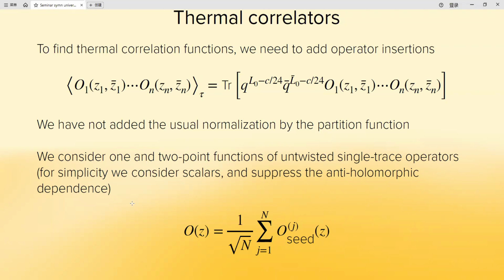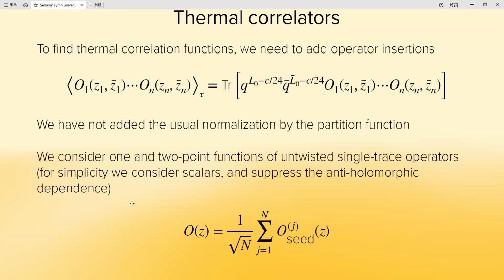Now, generalizing to higher point functions is straightforward. And also generalizing to multi-trace operators that are untwisted is straightforward. However, generalizing to twisted operators is very subtle and confusing. We have a heuristic argument as to what should happen, but we cannot write equations. But you can ask me after if you're interested to hear the story there.